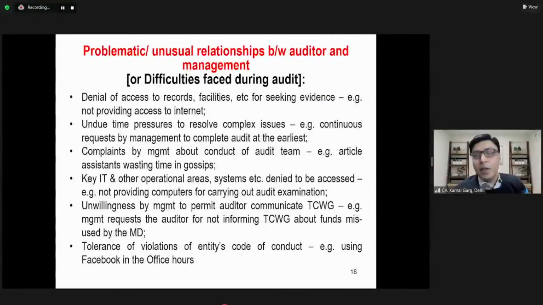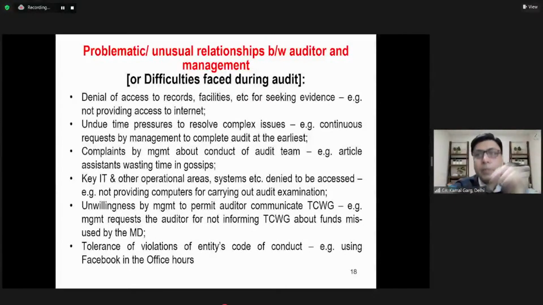Then is tolerance of violations of entity's code of conduct. So using Facebook in office hours. So entity has a policy that no social media will be accessed during the office hours. Articles are accessing Facebook during the articleship experience, office hours experience. It is a kind of tolerance of violations of code of conduct. All these problems which you are seeing on the screen are merely illustrative. They are not exhaustive.